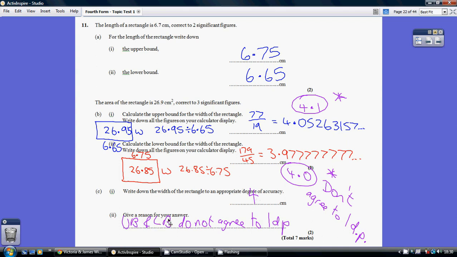Okay, give a reason for your answer. Well, we can't be any more accurate than that because the upper bound and the lower bound do not agree to 1 decimal place. In other words, the units is as far as we can go.